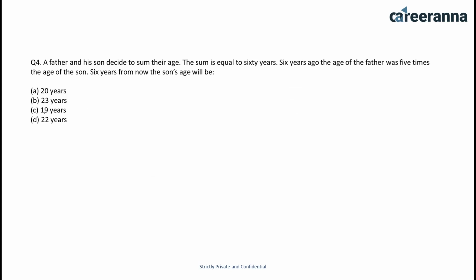Question number 4. A father and his son decided to sum their ages. The sum is equal to 60 years. 6 years ago, the age of the father was 5 times the age of the son. 6 years from now, the son's age will be? So the question is saying the sum of the father's and son's ages is going to be 60. So if we take the age of the son as x, then the age of the father is going to be 60 minus x.